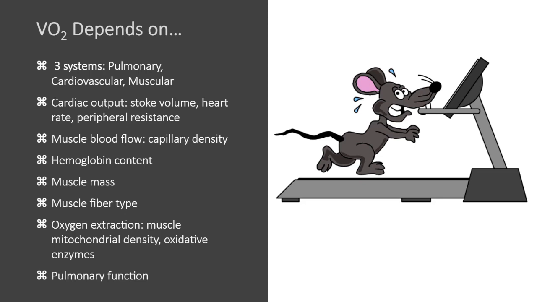Also affecting your VO2 max is your muscle blood flow and capillary density. So if you think of the endurance runner, they have a high capillary density in their muscle. They normally have higher VO2 maxes. Also, other impactors of VO2 max are things like hemoglobin content, muscle mass. Muscle mass is a huge impactor of VO2 max. So people who have lower levels of muscle mass have reduced VO2 maxes. Also, your muscle fiber types, your muscle oxygen extraction, and your pulmonary function. And so these are all contributors that go into what would affect a VO2 max.